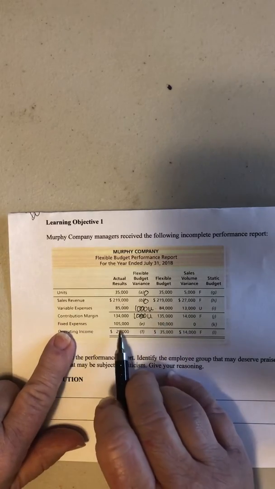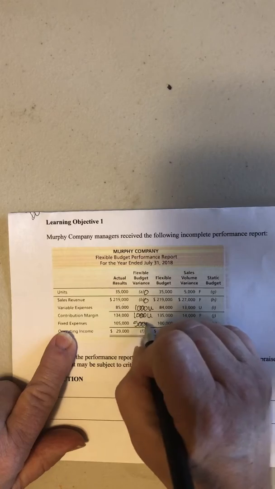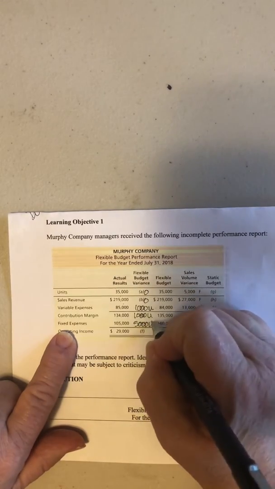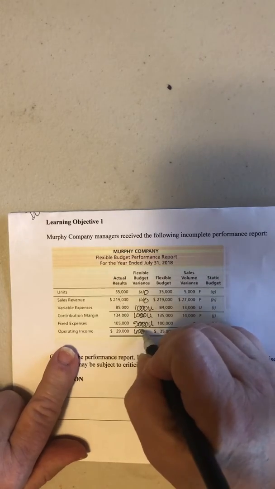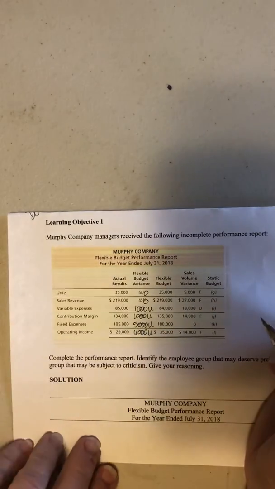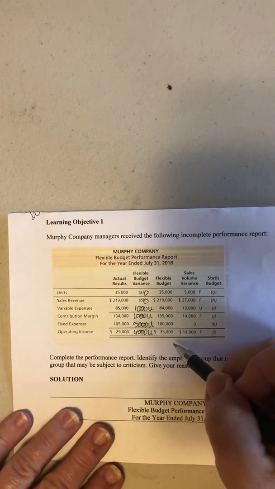All right, my fixed expenses were 105 minus 100,000. So that's a $5,000 variance, and it is also unfavorable. So then my $6,000 operating income variance is unfavorable as well. I didn't make as much money as my budget showed I should have made.